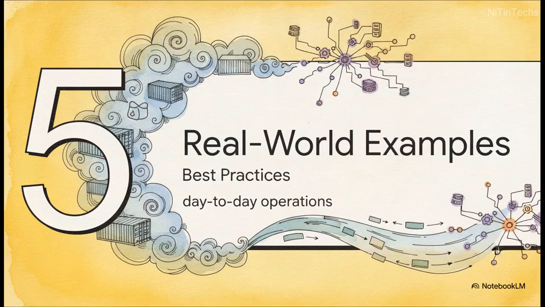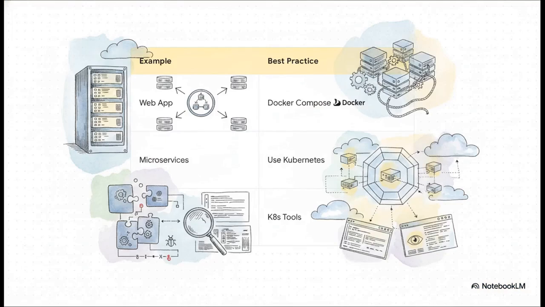And finally, Section 5, Examples and Best Practices. Let's connect all these concepts back to your actual day-to-day operations. Say you're building a web app with a load balancer. The best practice approach here is to use Docker Compose to clearly define your containers right up front. Now, if you're working with a complex microservices architecture, you're definitely going to want to rely heavily on Kubernetes to seamlessly deploy and manage those independent services. And for debugging, ditch the guesswork entirely and just leverage Kubernetes' robust built-in monitoring and logging tools.